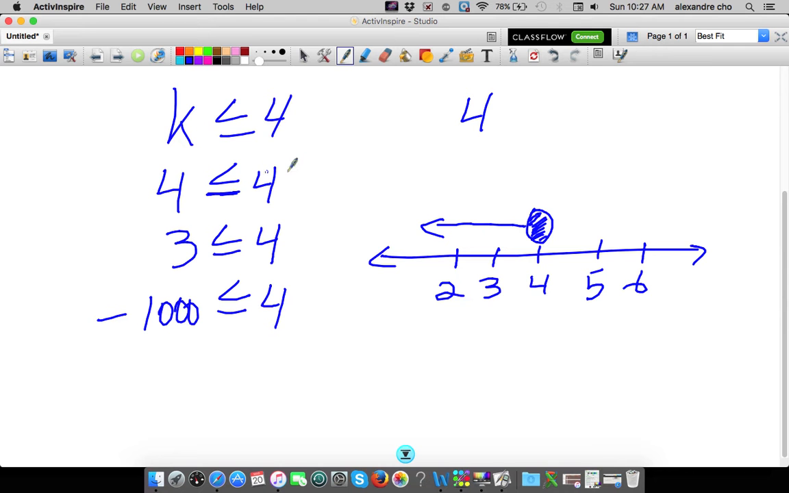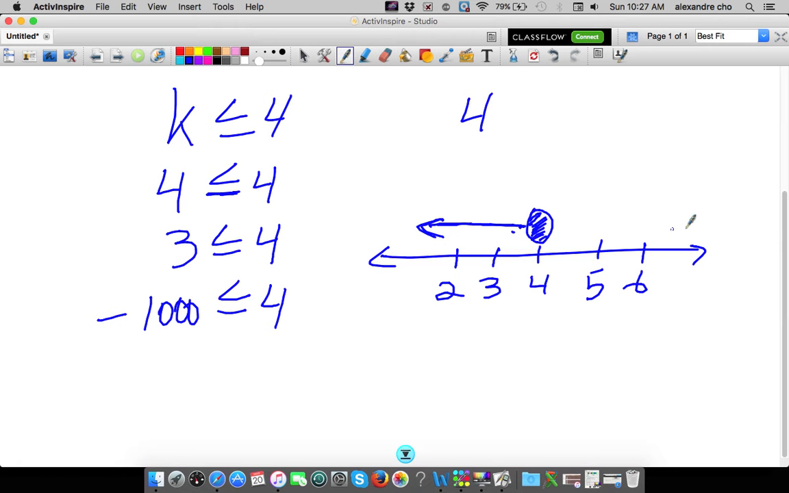Now, we're pointing this way, and I hate when people say that you're pointing this way because the inequality points that way. That's not true. That's not always the case, especially when the variable is on the opposite side. But point it that way because the solution is all the numbers that are on this side of 4.